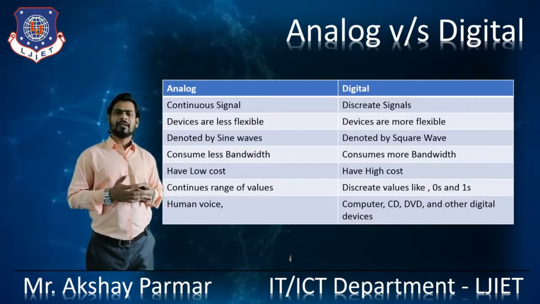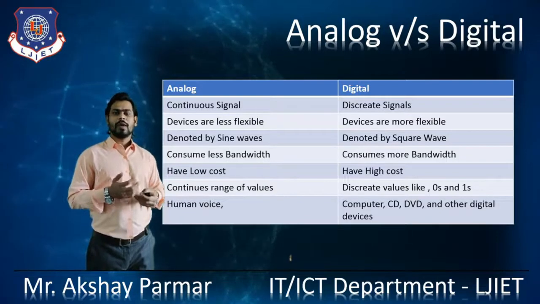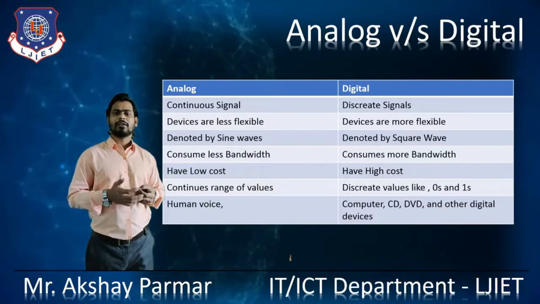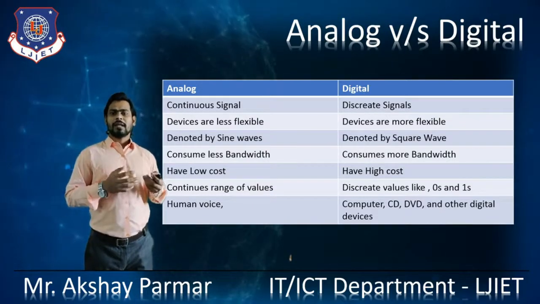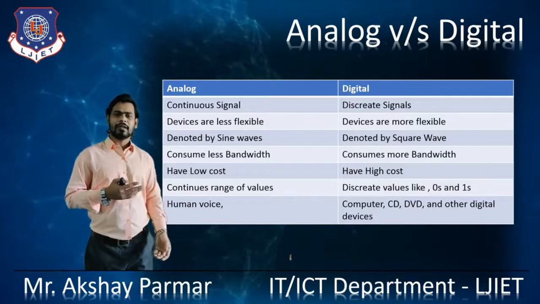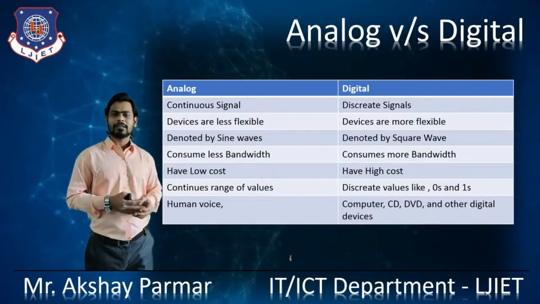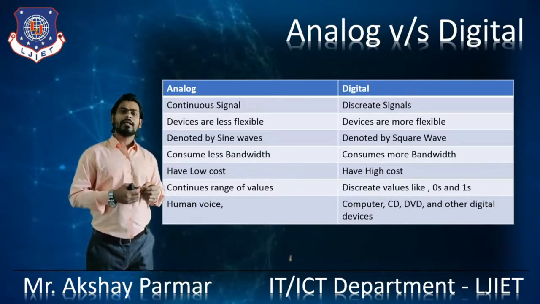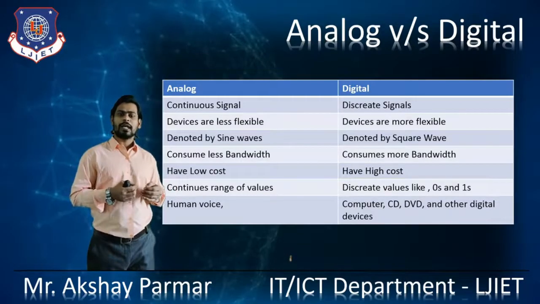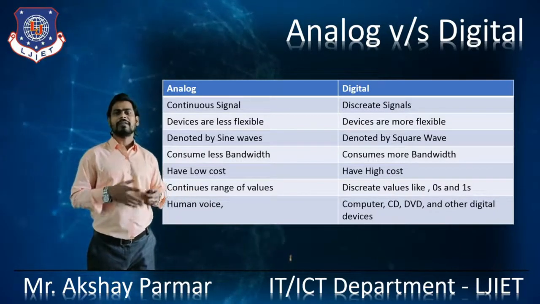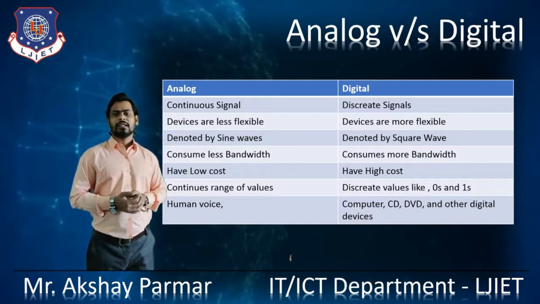The analog signal has a low cost to work with, whereas if you want to work with digital signals, the cost may be high. As we have discussed, you can get any value between the given range. So in analog signals, you can get a continuous range of values. But in the digital signal, there are discrete values, 0, 1, and all kinds of signal levels are measured with the help of digital signals.